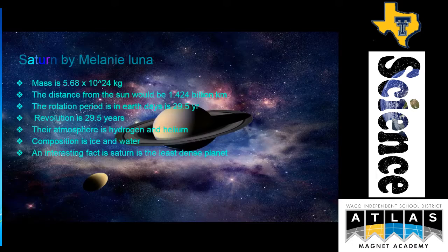Saturn. Mass is 5.68 times 10 to the 24th power in kilograms. The distance from the sun would be 1.424. The rotation in Earth days is 43 years. The revolution is 29.5 years. Their atmosphere is hydrogen and helium. Composition is ice and water. An interesting fact is that Saturn is the least dense planet.